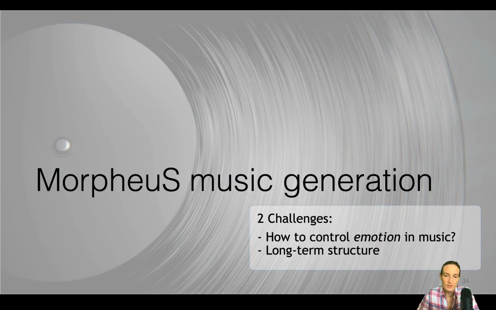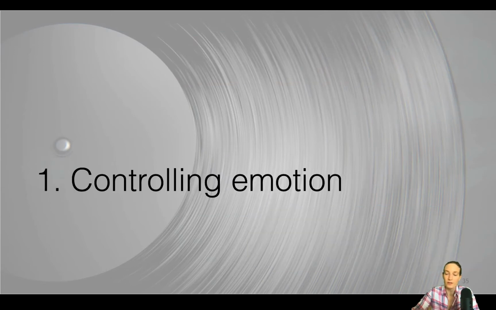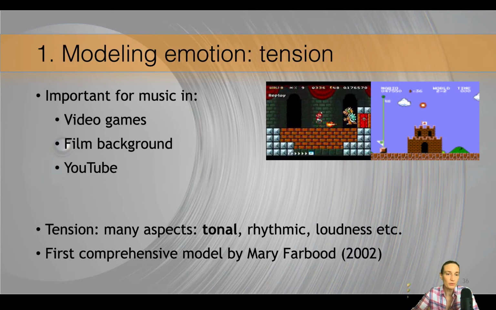So in MorpheuS, we're looking at these two challenges. First of all, controlling emotion. To be able to do this, we first need to be able to capture emotion. And we're going to focus on a particular aspect of emotion called tonal tension. Emotion, and even tension, can come from many things: the rhythm, the loudness, the timbre, the instrument it was played on, but we'll be focusing on tonal tension.